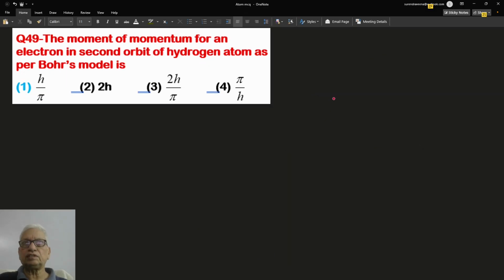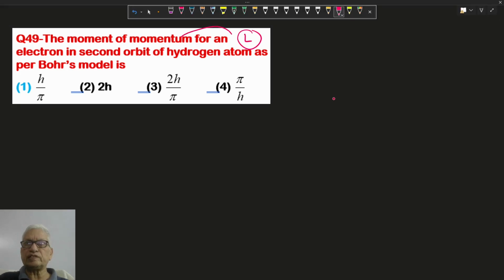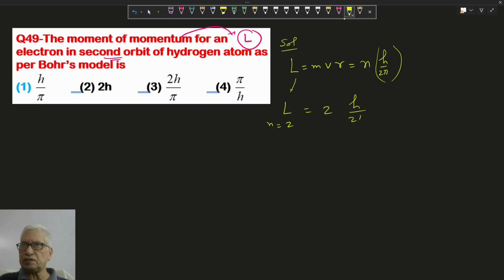In question 49, moment of the momentum means angular momentum in the second orbit of hydrogen atom. The formula of angular momentum is mvr equal to nh upon 2 pi. For the second orbit, n is equal to 2, so 2h upon 2 pi, the 2 cancels out. So this L dash for n equal to 2 is given as h upon pi, the angular momentum. So the option here is 1.